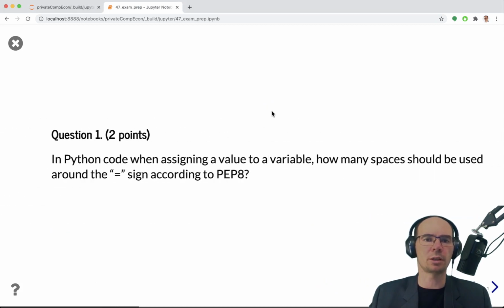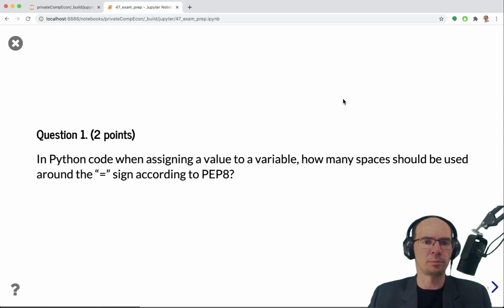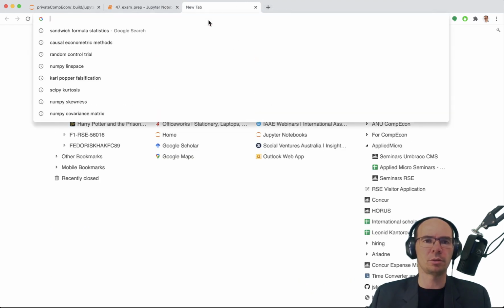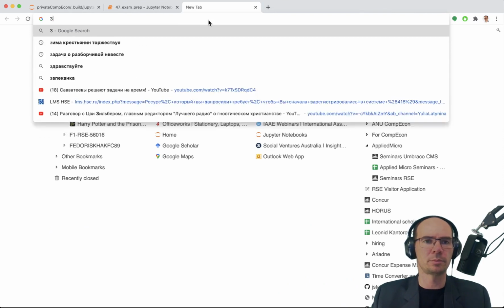Okay, so here are some examples. 2-point question: in Python code, when assigning a value to a variable, how many spaces should be used around the equal sign according to PEP 8? Well, you should remember what PEP 8 is, and let me try to imagine that I don't remember it.